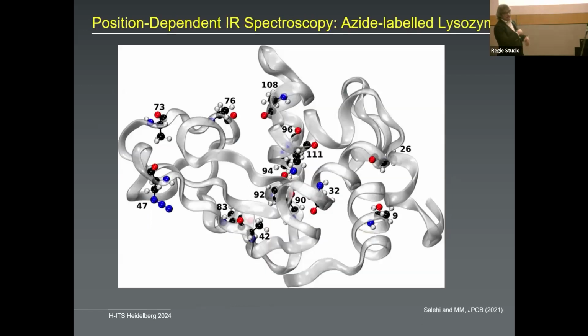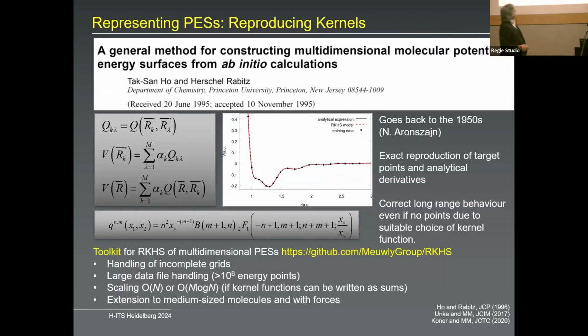And because we saw this, we thought we want to look at the more general problem of using small labels to characterize local dynamics in proteins. Again, lysozyme, and we decided to use azide, so here the N3 unit, to label all the alanines and see whether the dynamics, the spectroscopy is different depending on where you put this label. And that would be a first step to label local dynamics from a spectroscopic measurement.